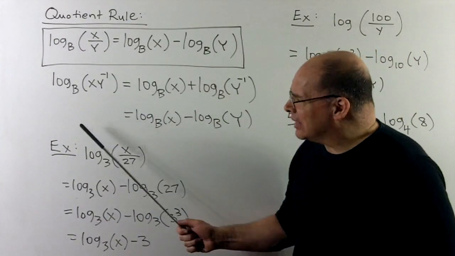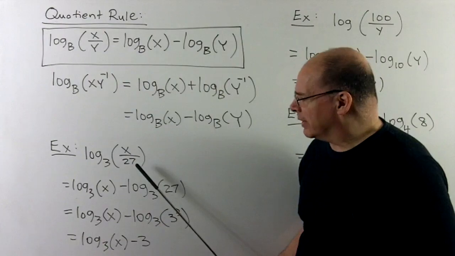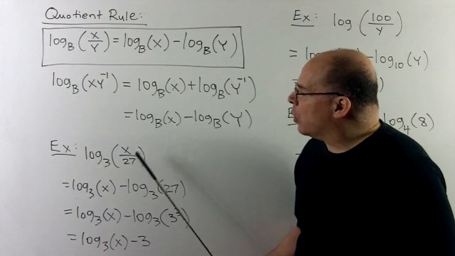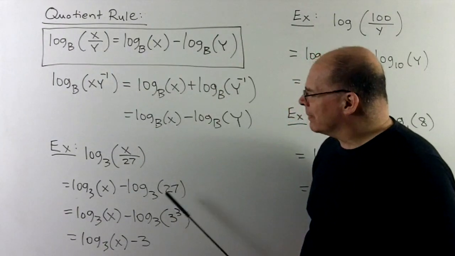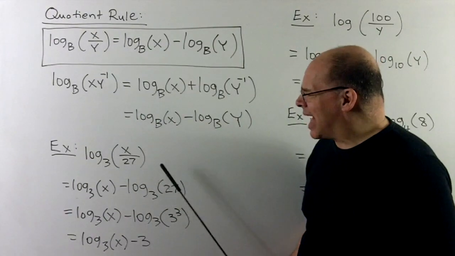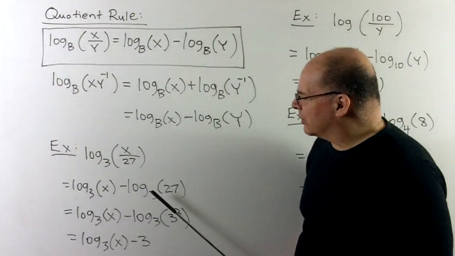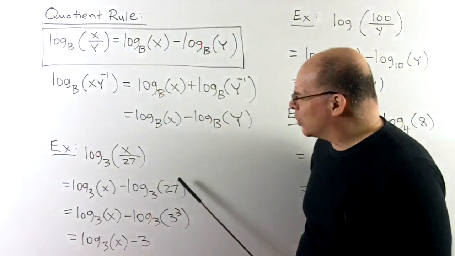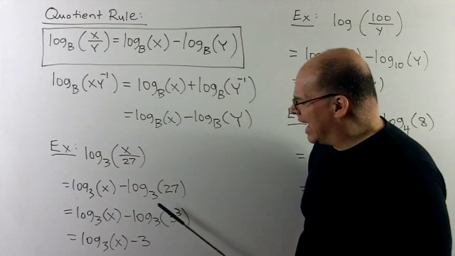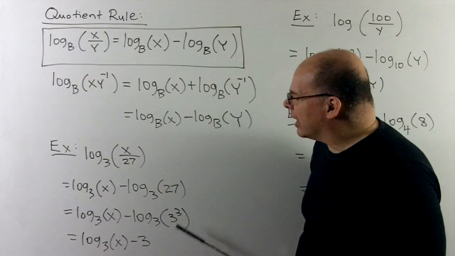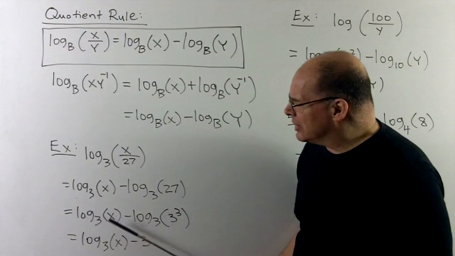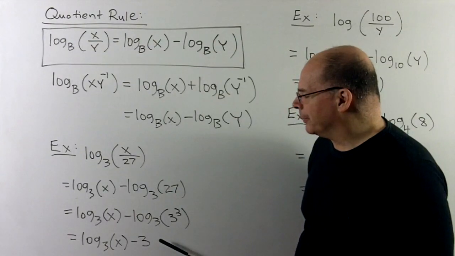Let's try log to the base 3 of x over 27. I could write this quotient as a difference of logs, log the base 3 of x minus log the base 3 of 27. We could do some work on the log base 3 of 27. So what's this? 27 is 3 cubed. Cancellation law lets this go to a 3. And we get log the base 3 of x minus 3.